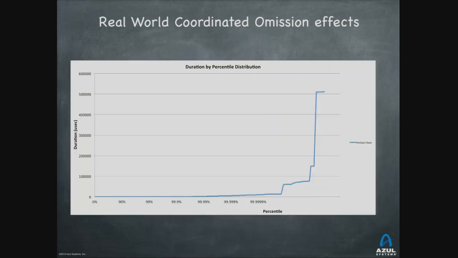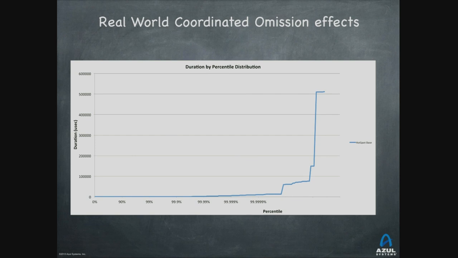This is another real world one. Vertical rises, coordinate omission. This is a low latency Wall Street trading platform. 9 microsecond typical operation through the system. Really, really cool. But it has some glitches that are up to 0.5 seconds every once in a while. Guess why, right?